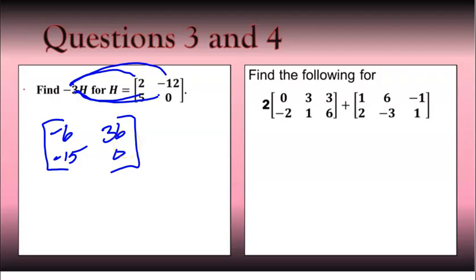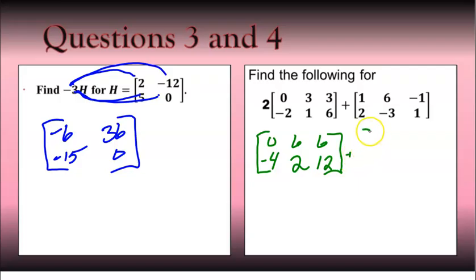Question 4. Find the following. So here we're going to multiply by the scalar and then add the matrices. And just keep in mind, in order to add or subtract matrices, they have to have the same dimensions, which they do, both are 2 by 3. So the first thing I want to do is multiply the scalar. So 2 times 0 is 0, 2 times 3 is 6, 2 times 3 is 6, 2 times -2 is -4, 2 times 1 is 2, and 2 times 6 is 12.